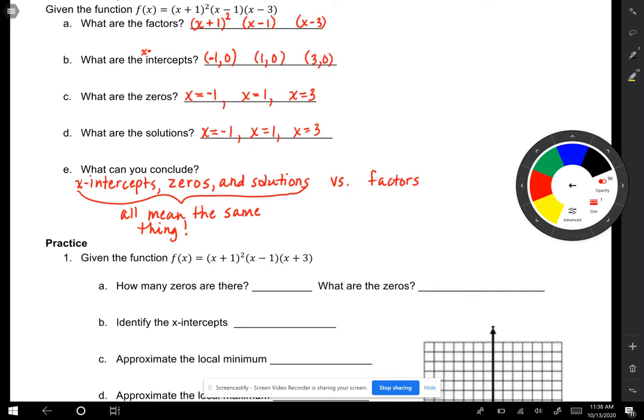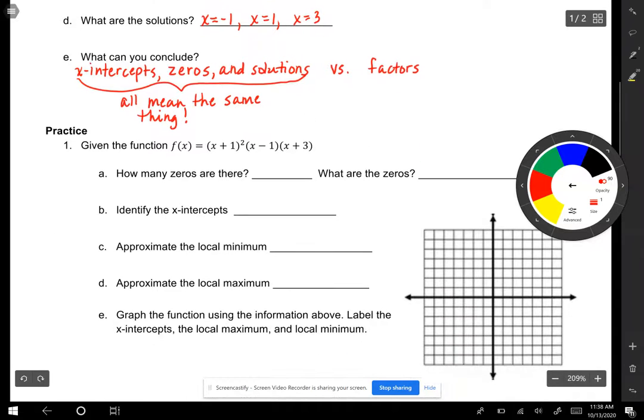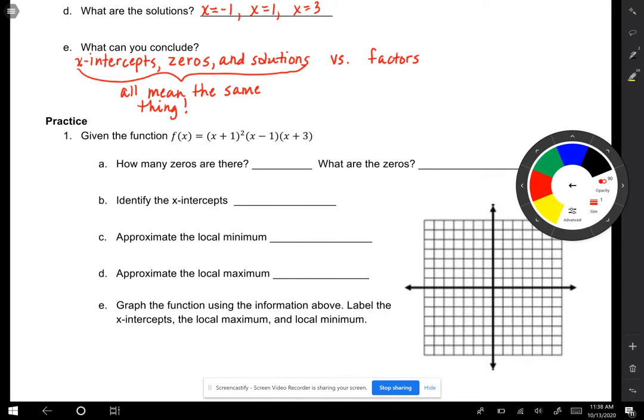Okay, now let's do some actual practice problems. Given the function f of x equals (x plus 1) squared times (x minus 1) times (x plus 3), how many zeros are there? Well, you have two zeros here. That's a double zero. Then this is to the first power. This is to the first power. So there's going to be a total of 4 zeros.